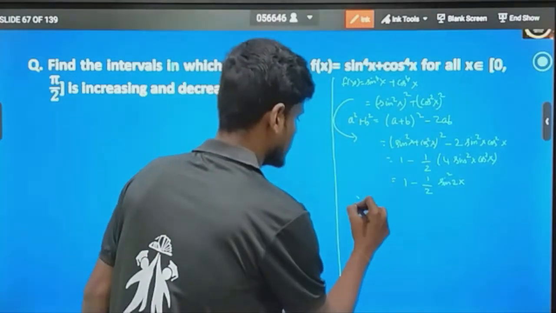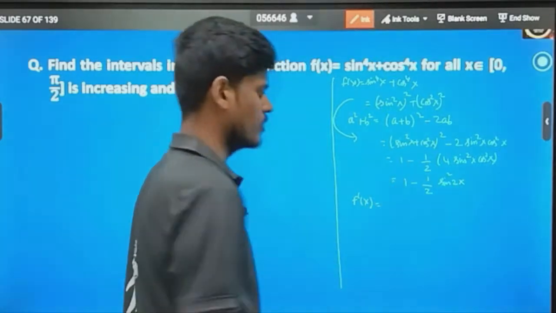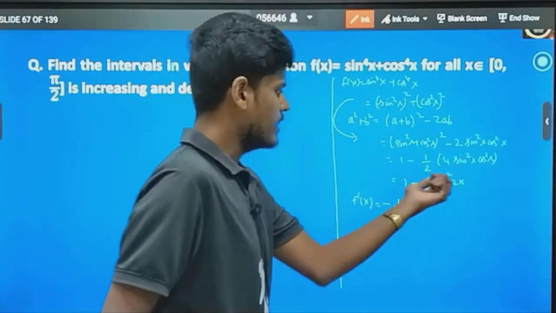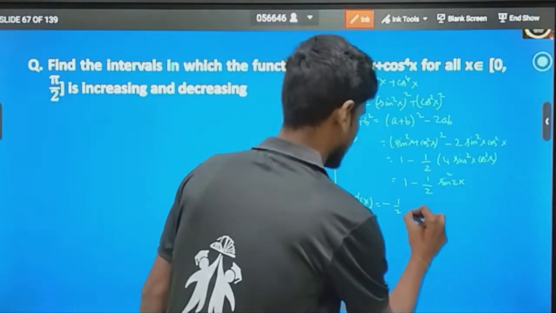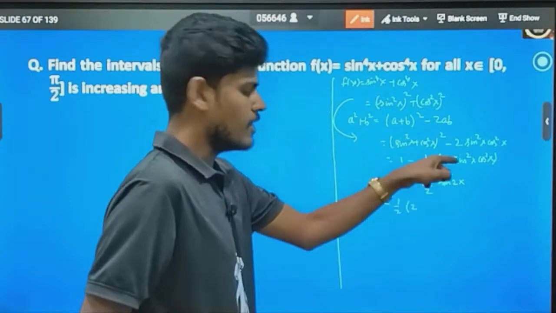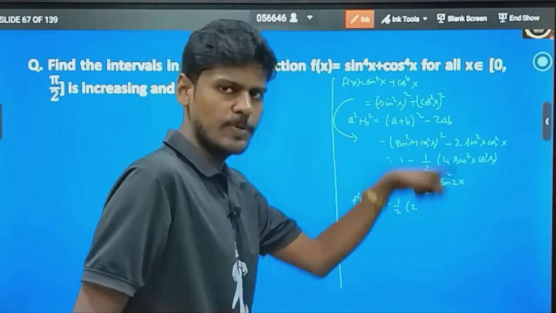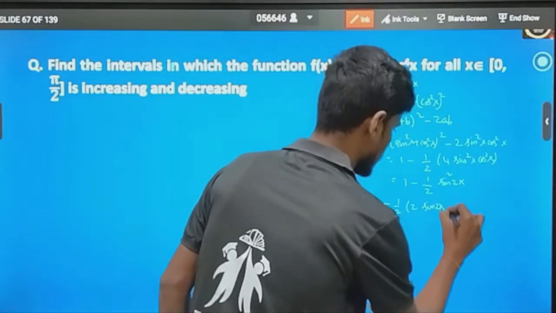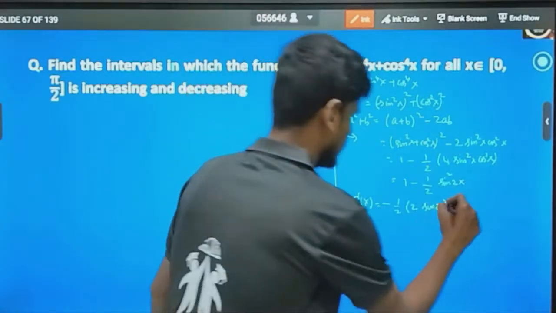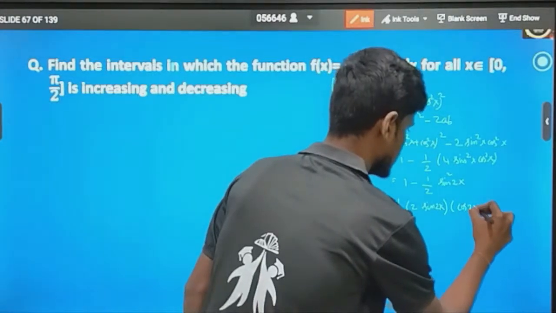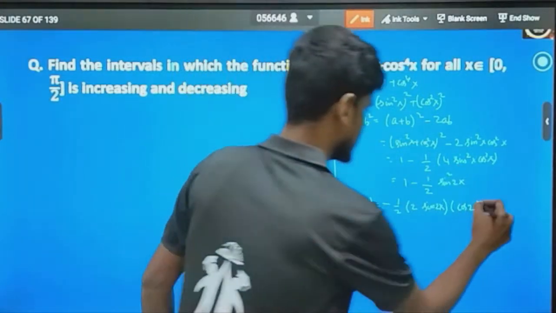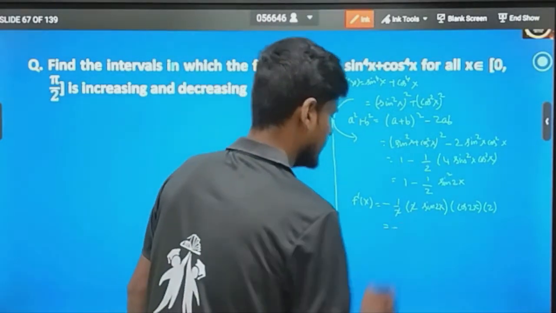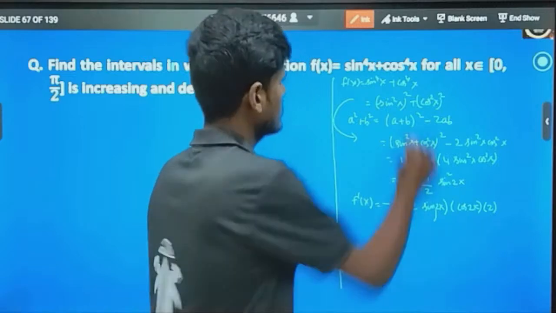Now what we need to do? Find f dash of x. f dash of x will be equal to, differentiation of 1 is 0 minus half is constant and differentiation of sin square 2x, that is equal to 2 times, this is of the form x power n, so formula is n into x power n minus 1, so 2 into sin 2x power 1 into differentiate sin 2x, that is cos 2x into differentiate 2x, that will be 2. Now the 1 by 2 and 2 will get cancelled.